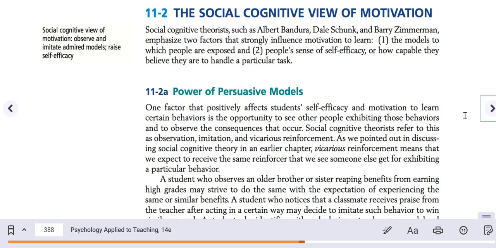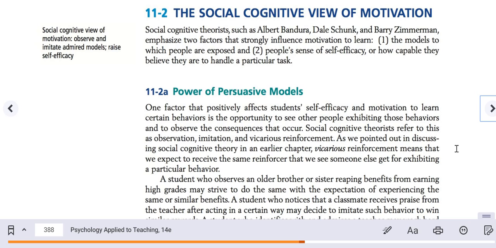Power of persuasive models. One factor that positively affects students' self-efficacy and motivation to learn certain behaviors is the opportunity to see other people exhibiting those behaviors and to observe the consequences that occur. Social cognitive theorists refer to this as observation, imitation, and vicarious reinforcement. As we pointed out in discussing social cognitive theory in an earlier chapter, vicarious reinforcement means that we expect to receive the same reinforcer that we see someone else getting for exhibiting a particular behavior.